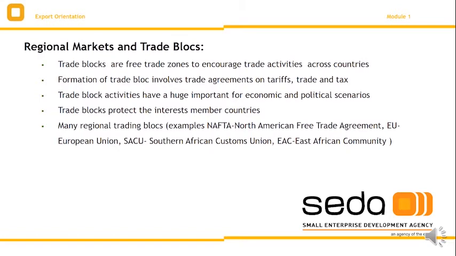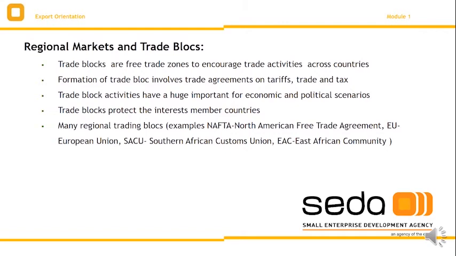Trade bloc activities have a huge importance on economic and political scenarios. Trade blocs are there to build economic as well as political ties amongst certain states. And most trade blocs are formed amongst neighboring countries to facilitate trade within that specific region. Trade blocs are also there to protect the interest of member countries. So countries that are members of a trade bloc will enjoy certain benefits as opposed to non-member states. For example, they will not be liable to pay taxes on the exports or to pay certain tariffs.